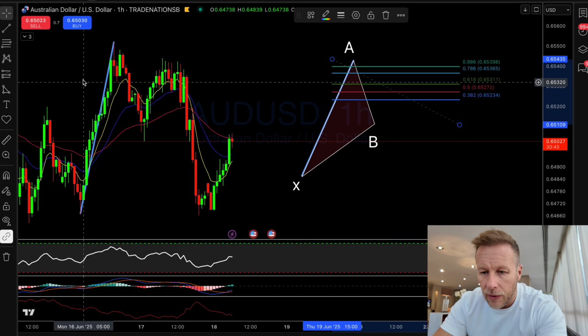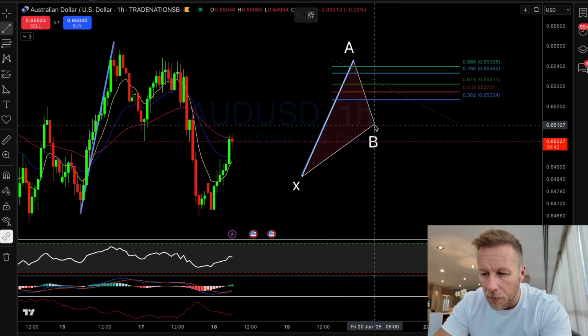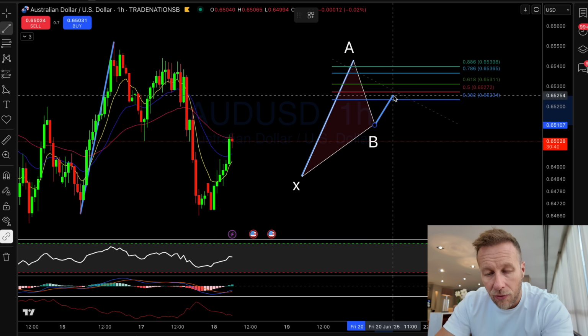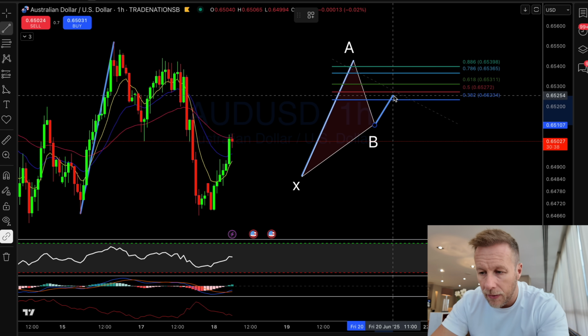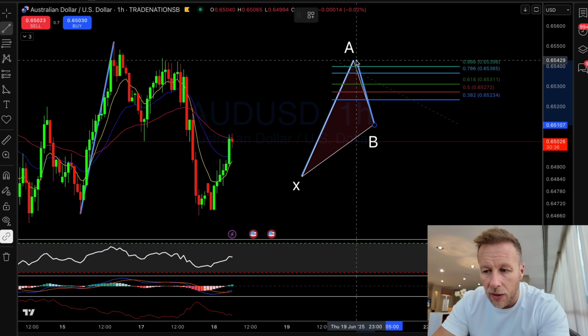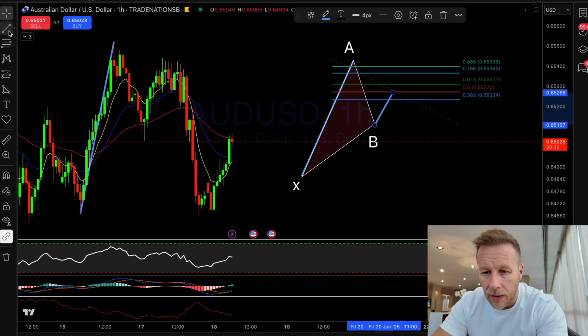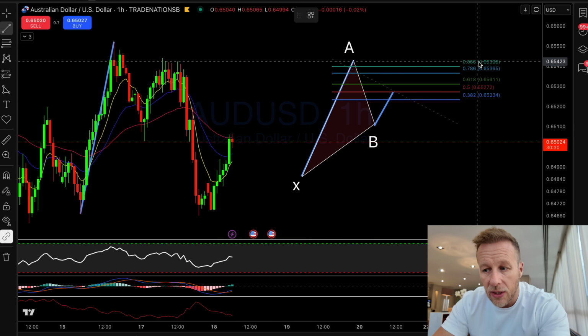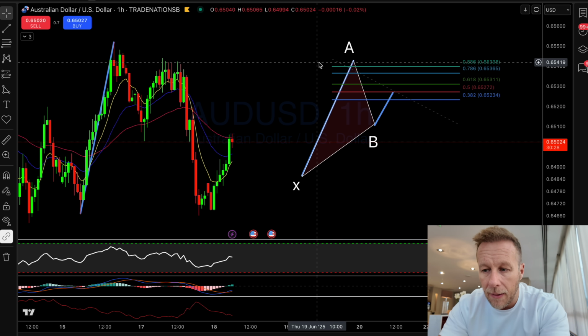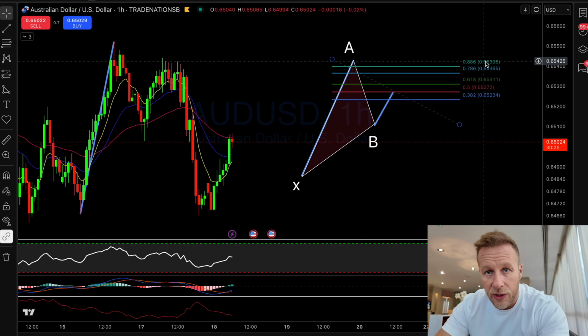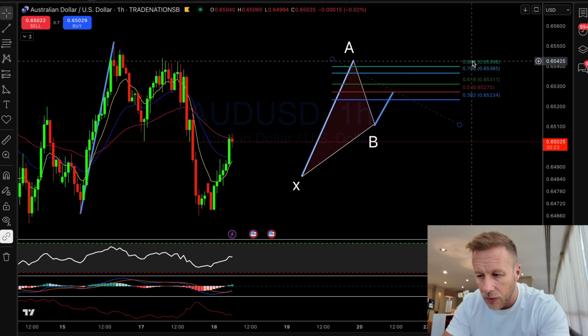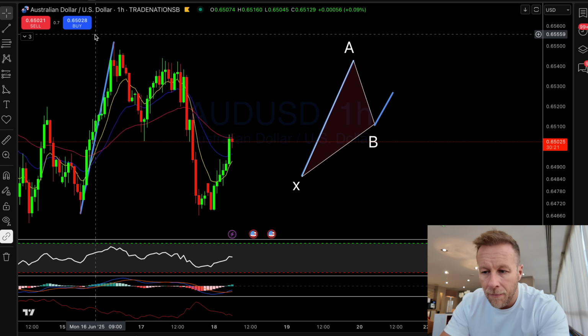So in other words, we can push up from the B point. We have to hit the 382 for it to be a valid C point, but we can't push past A, okay? So we're looking for a minimum of 382, and then we can start looking for the D completion, which is where we're going to look to place our orders, right? So I'm going to remove this for the time being.